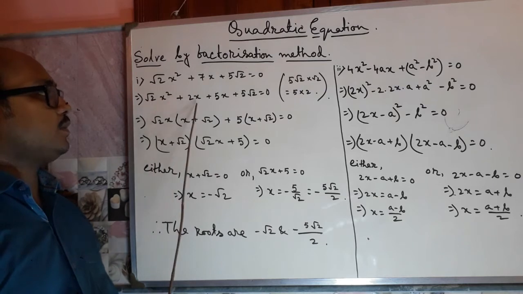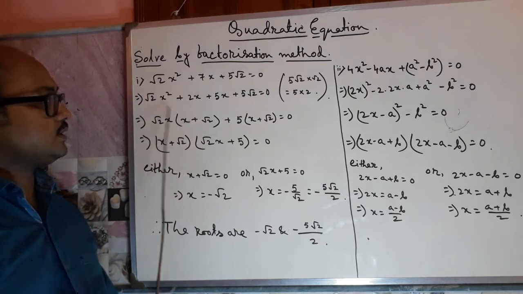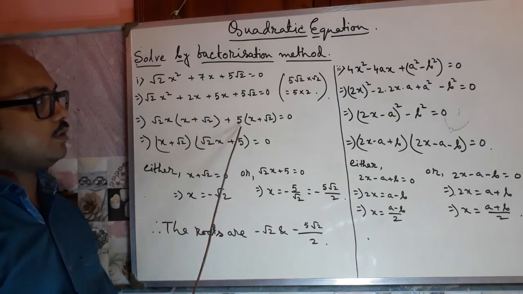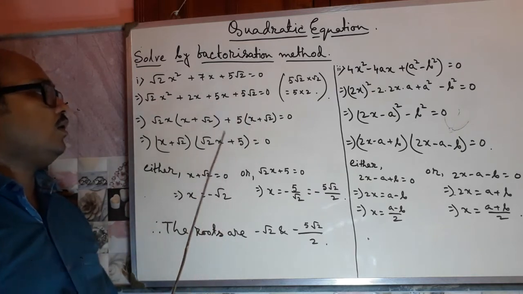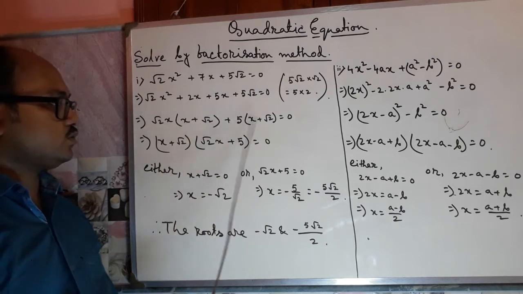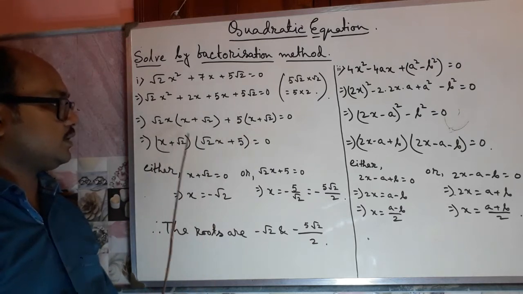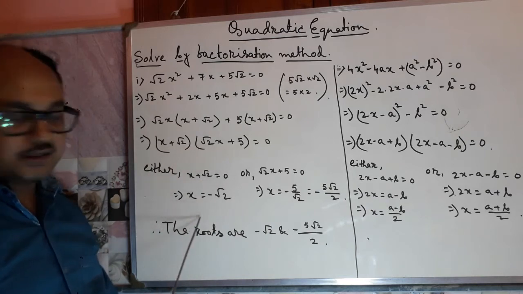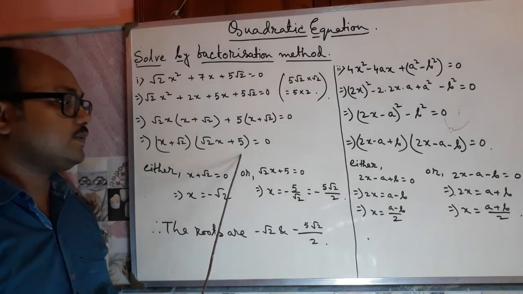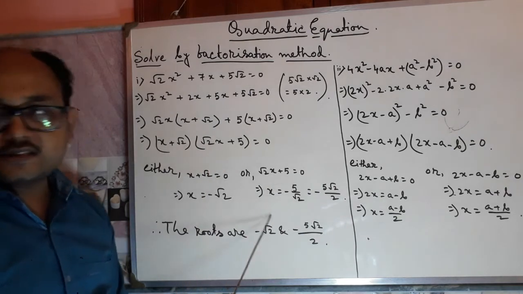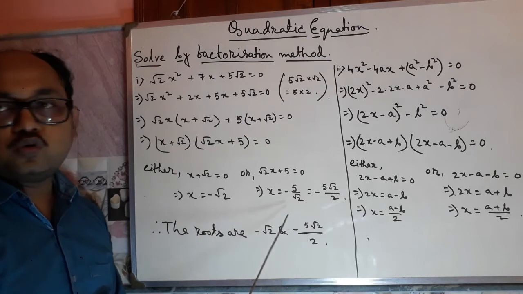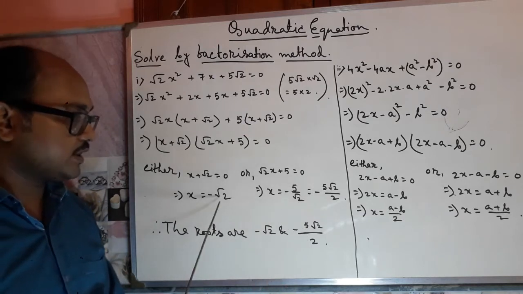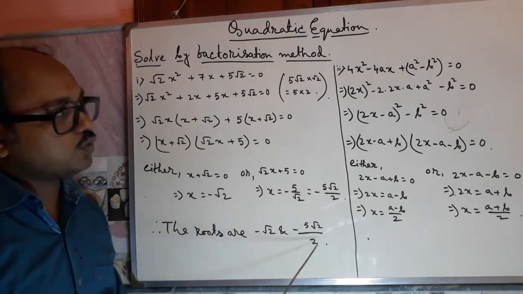Then from the first two terms, √2x is common; taking common √2x, we get (x + √2), and for the last two terms, 5 is common, so (x + √2). Then in these two terms, x + √2 is common; taking it common, we get (√2x + 5). Either this term is equal to 0, from that we got x = −√2, or this term is equal to 0, from that we got x = −5/√2, rationalizing, that is −5√2/2. So these are the two roots: −√2 and −5√2/2.